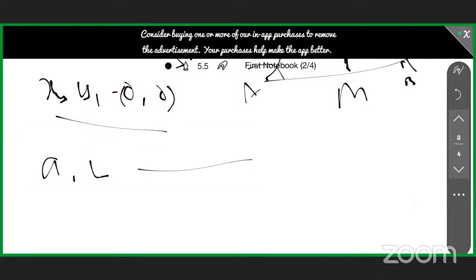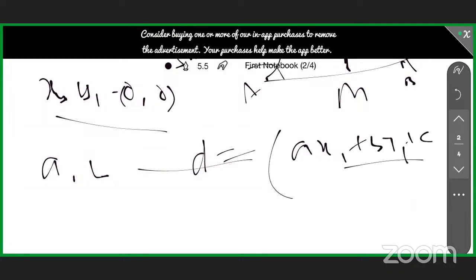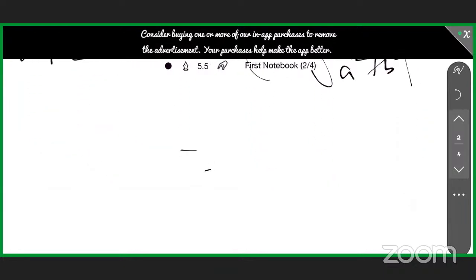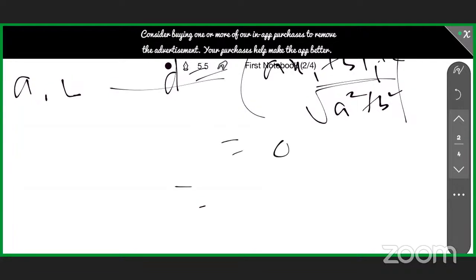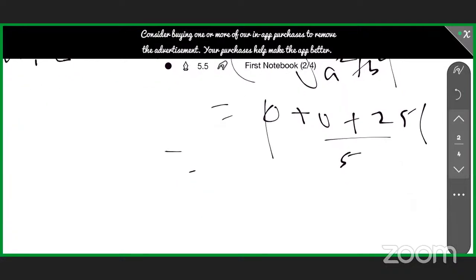What is the value of d? d is equal to ax1 plus by1 plus c divided by root of a square plus b square. That is equal to c by 5, sir. 0 plus 0, c value is 25 by 5. So mod is there, so here also again plus or minus is there. So plus or minus 25 by plus or minus 5. That will give me 5. So the value is 5.